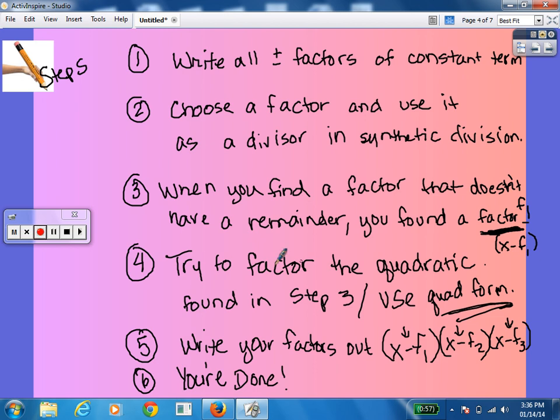Then you can either try to factor out the quadratic you found in your synthetic division. You can use the quadratic formula every time, or you can factor it if you know how. If it factors, go for it. And you write your factors out. Remember, x minus factor 1, x minus factor 2, x minus factor 3. And don't forget, if it's negative, you put a positive. If it's positive, you put a negative. Okay? And that's it. You're done.